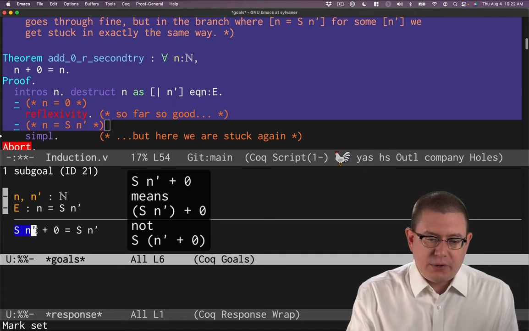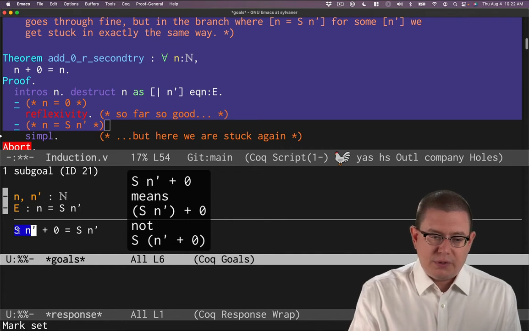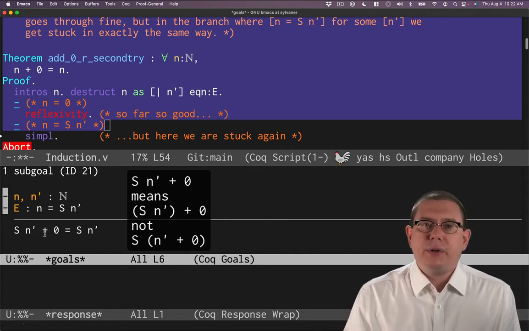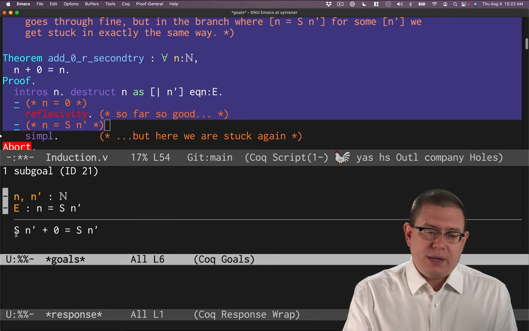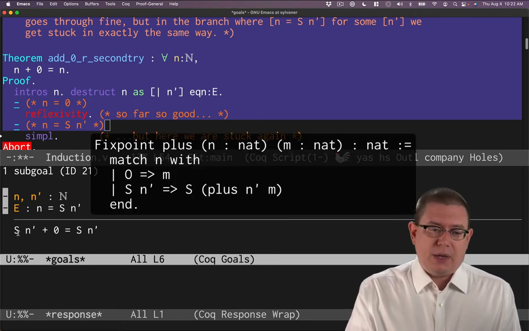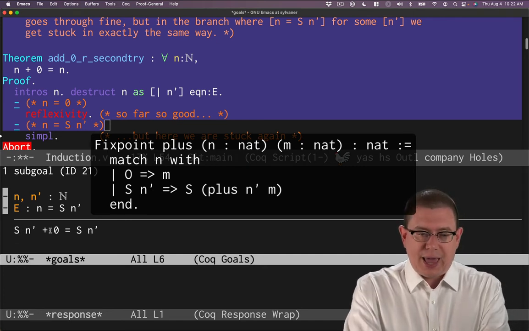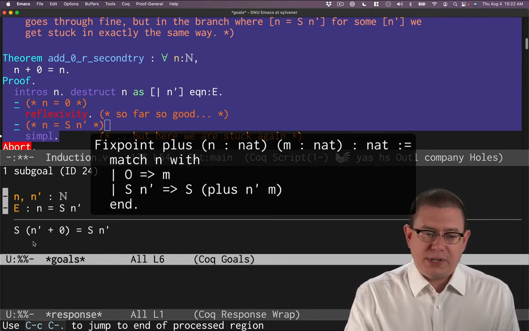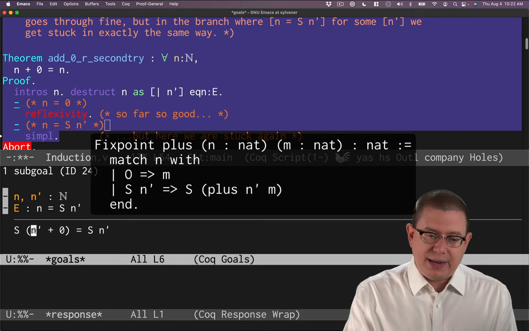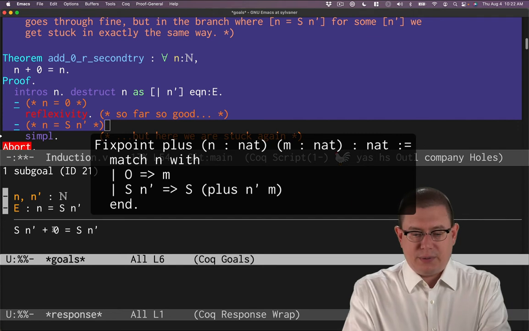In reality, the successor constructor there is applied to n prime. It's not applied to plus zero. So this successor binds more tightly than the plus operator does here. So we're saying that we've got one plus some other natural number, and we're adding that to zero. Recall that the definition of plus, in fact, pattern matches on its first argument. And if it sees a successor there, it's going to strip off that successor and recurse. So that's exactly the step of computation that simpl takes here. It strips off that successor, puts it out front, and now we've got to recurse. We've got to add n prime together with zero, whereas before we were adding successor of n prime to zero.